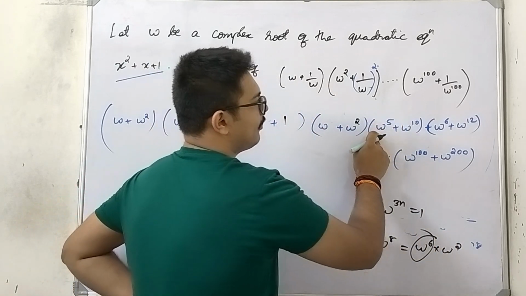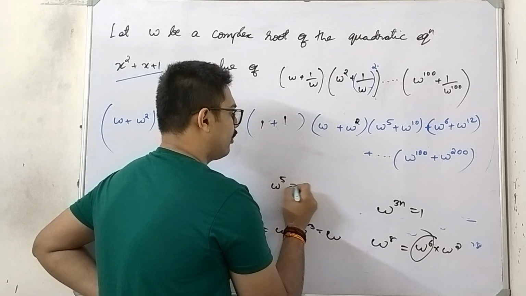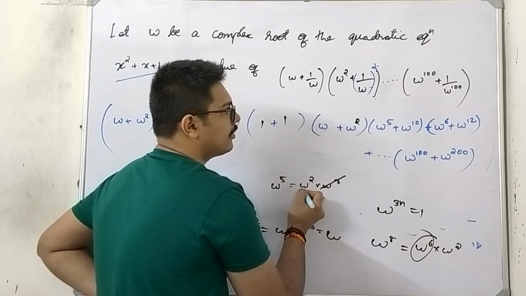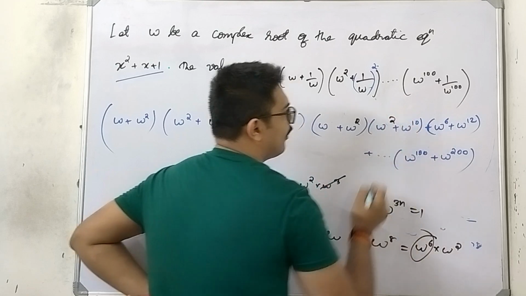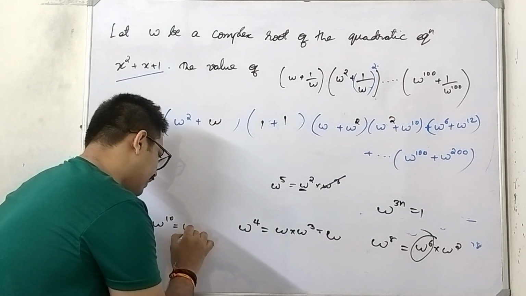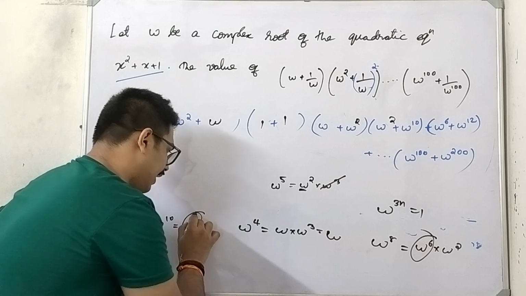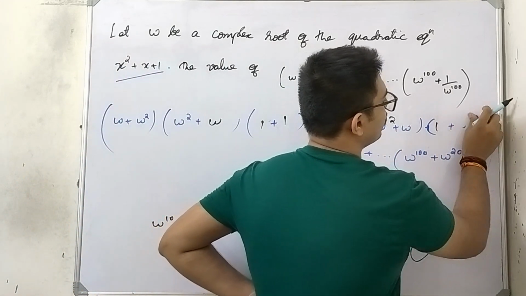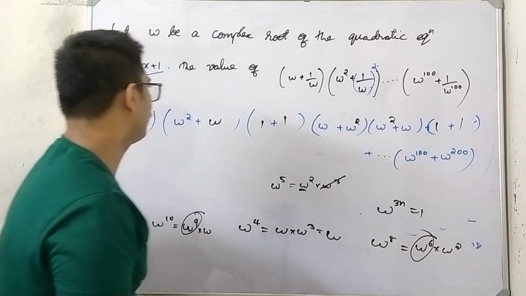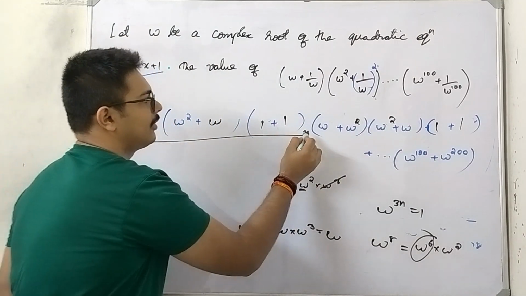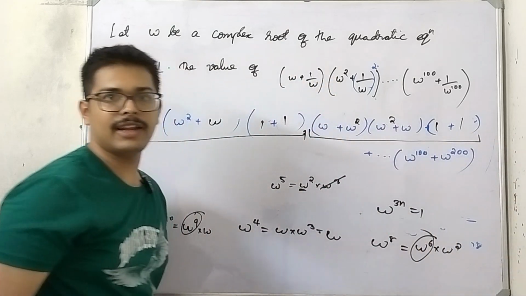And what is omega raised to 5? Omega raised to 5 equals omega square into omega cube, which means it is equal to omega square. What is omega raised to 10? Omega raised to 10 equals omega raised to 9 into omega, and omega raised to 3n is 1, so this is omega itself. So have you noticed something? The values keep on repeating.